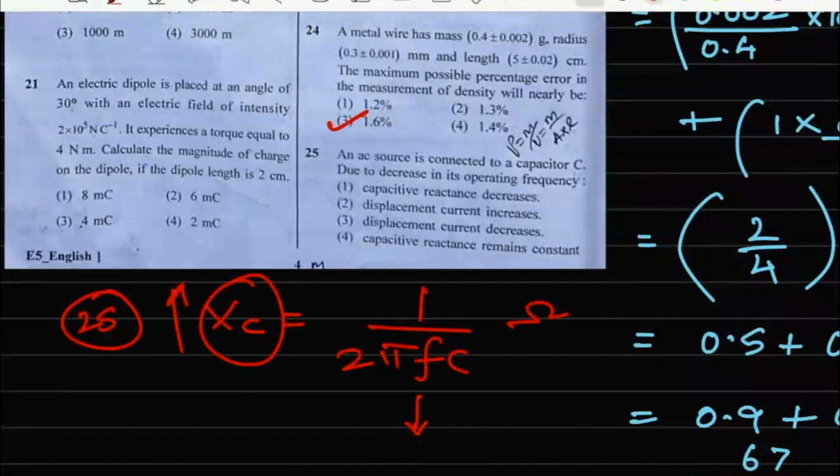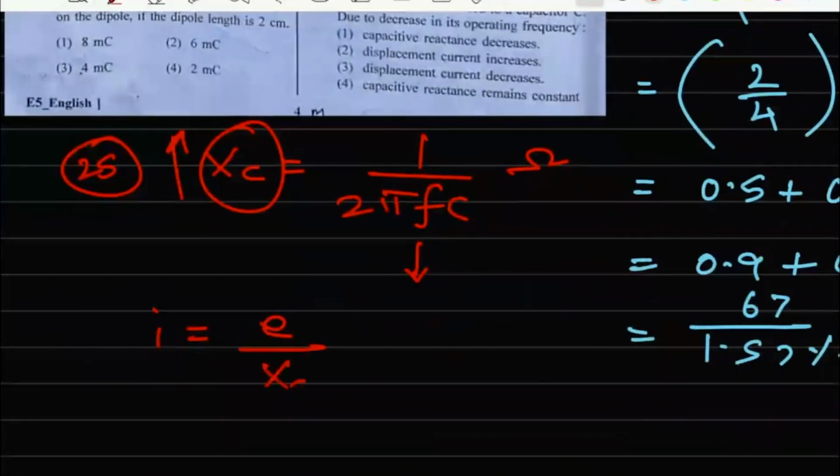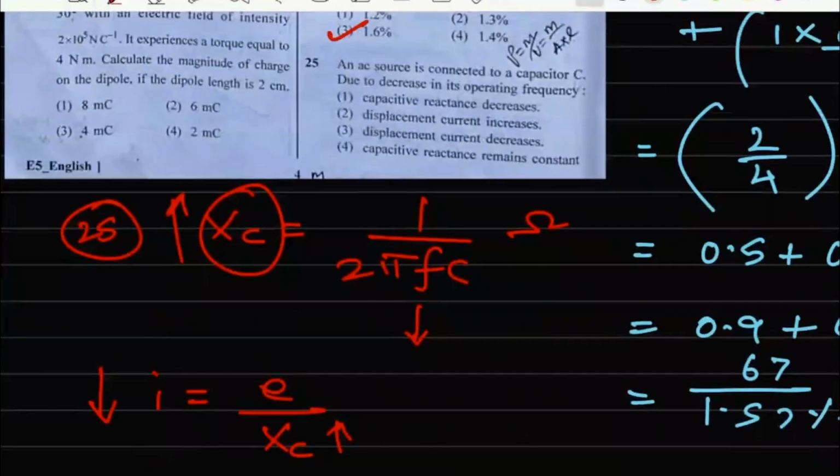Displacement current, again, and then they're talking about capacitive reactance remains constant. So again, this is wrong. So basically, we have to talk about the displacement. Ignore the word displacement. Just talk about the current. So assuming fixed voltage, because they have not said anything about the voltage, they have just said the frequency is reduced. So if I talk about I, so V, or because it is AC, you can say E by XC. So again, now XC is increasing. So again, the current would decrease. So it should be this third option.